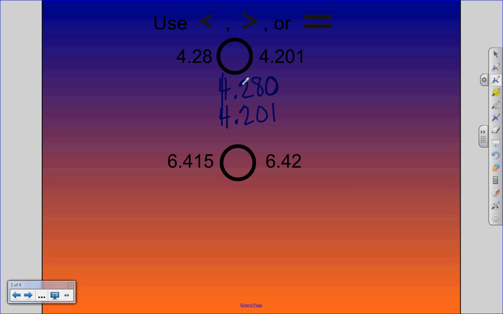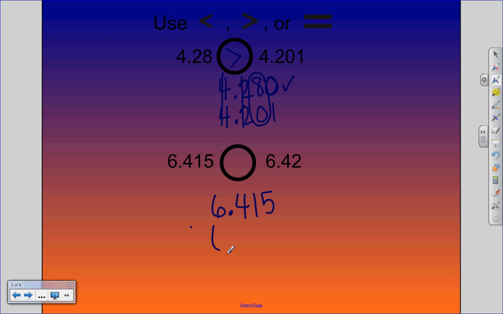4 and 4, that doesn't help us. 2 and 2, that doesn't help us. This hundredths place value is what we're going to look at and we're going to zoom in on. Think to yourself, 8 is larger than your 0, so you're going to come back up here and put your greater than symbol. Alright, your second example, we're moving and grooving.